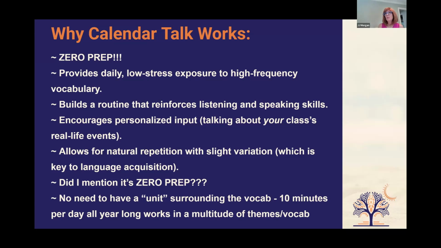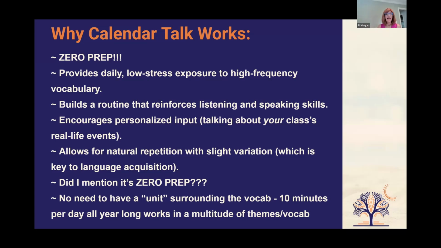Did I mention that it's zero prep? Right? It's part of your routine that you don't have to worry about. You know you're going to do it, especially at the beginning of the year. You might do it every single day for 10 minutes for 2 months. And then after that, you maybe are only going to do it twice a week for 5 minutes, right? But it is the repetition and continuing to do it over and over and over.